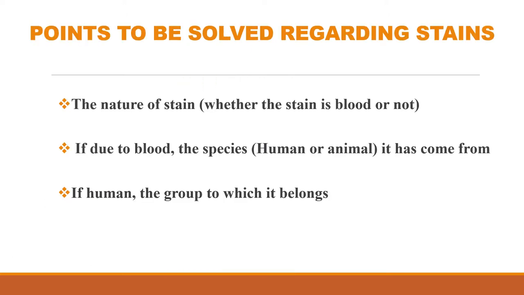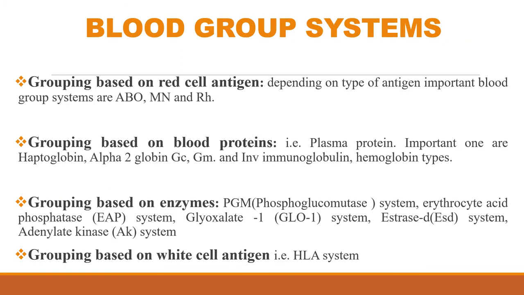The points to be mentioned regarding the stain: one must determine the nature of the stain, either blood or something else, and if due to blood, the species it has come from, either human or animal. If human, the group to which it belongs. The blood grouping: there are 30 major blood group systems, including the ABO and the Rh system, which are currently recognized. The study and identification of antigen and antibody form the basis of the classification of blood into various groups, the most important being the ABO and the Rh system.